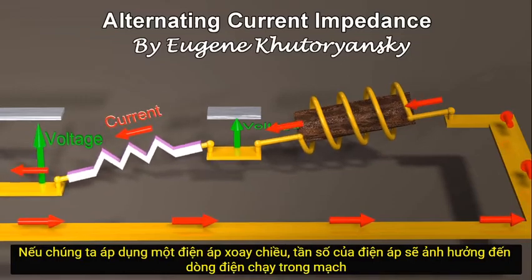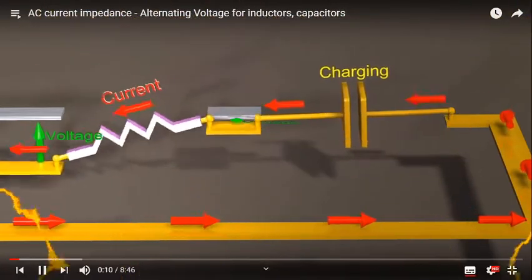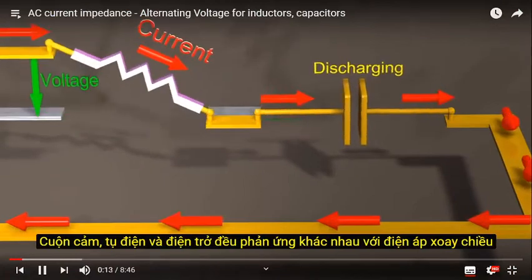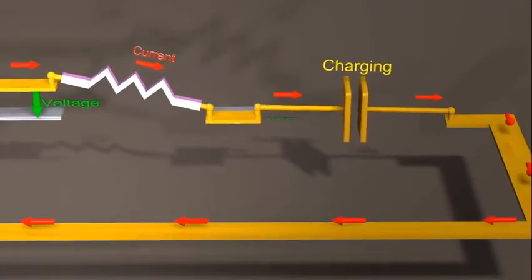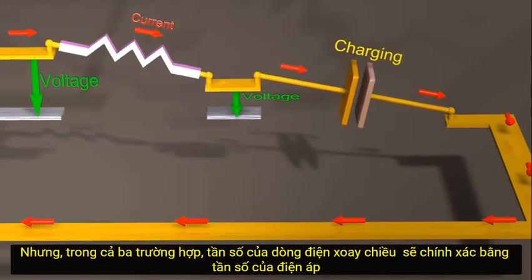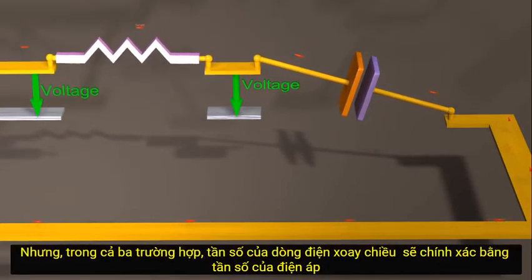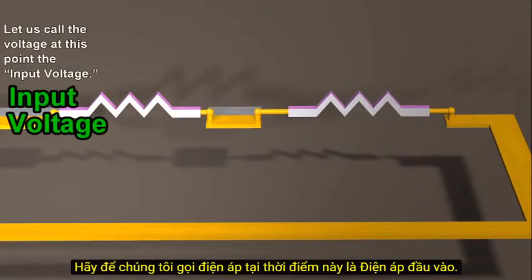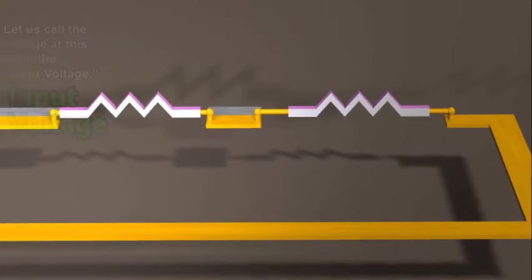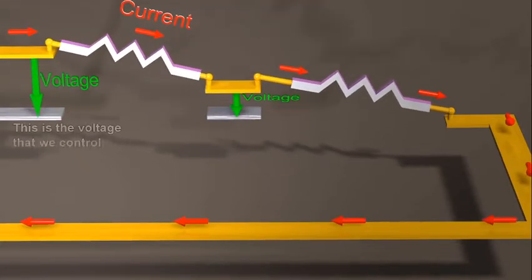affects the amount of current that will flow. Inductors, capacitors, and resistors all react differently to AC voltage. But in all three cases, the frequency of the AC current will be exactly equal to the frequency of the voltage. Let's call the voltage at this point the input voltage. This is the voltage that we control.